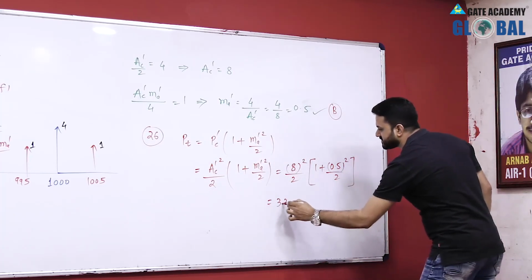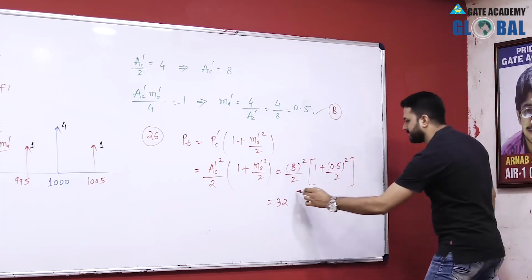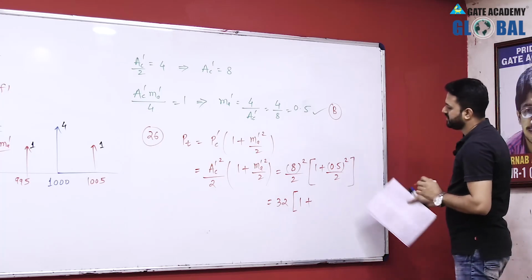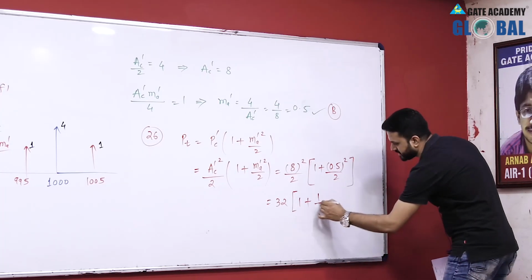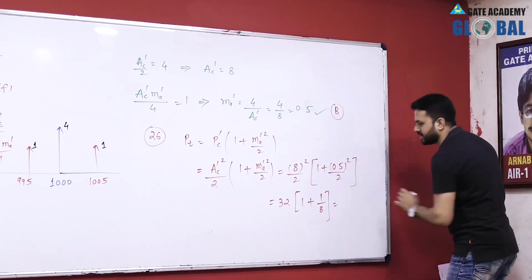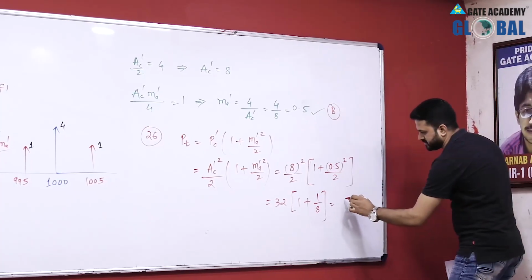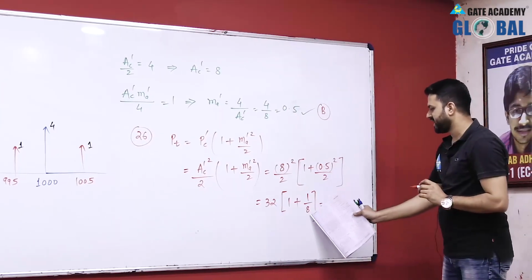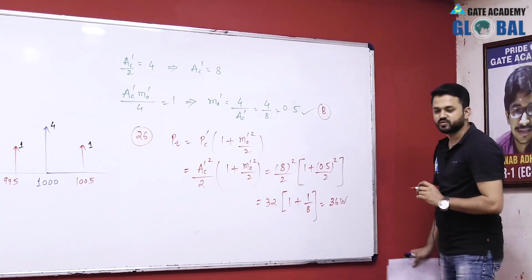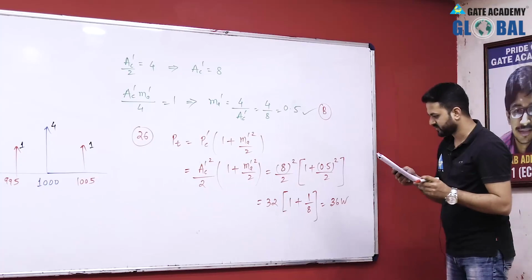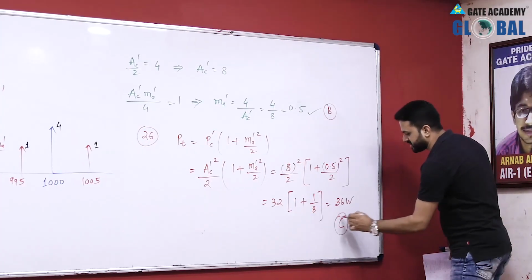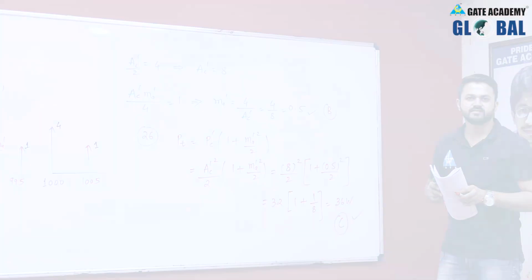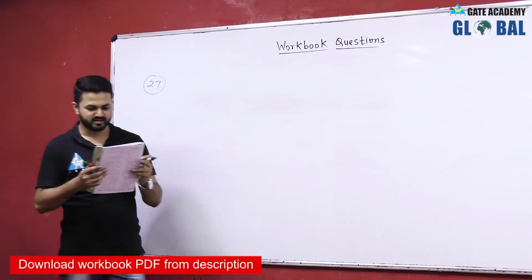So after solving this we will get 32 and this is 1 plus 1 by 4, 1 by 8. So this is 36 watt because this is 9 by 8 and 8 into 4 is 32. So 4 into 9, this is 36 watt, hence the correct answer is option C. So for question number 26 the answer is option C. Next is question number 27.